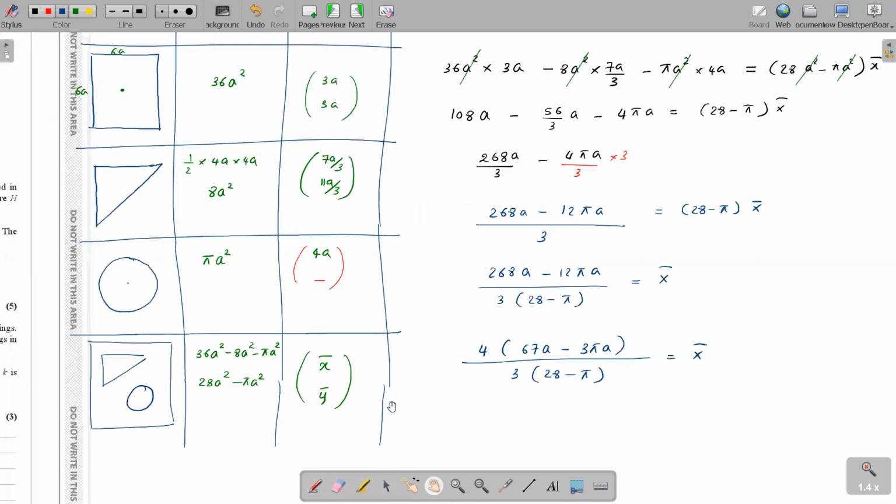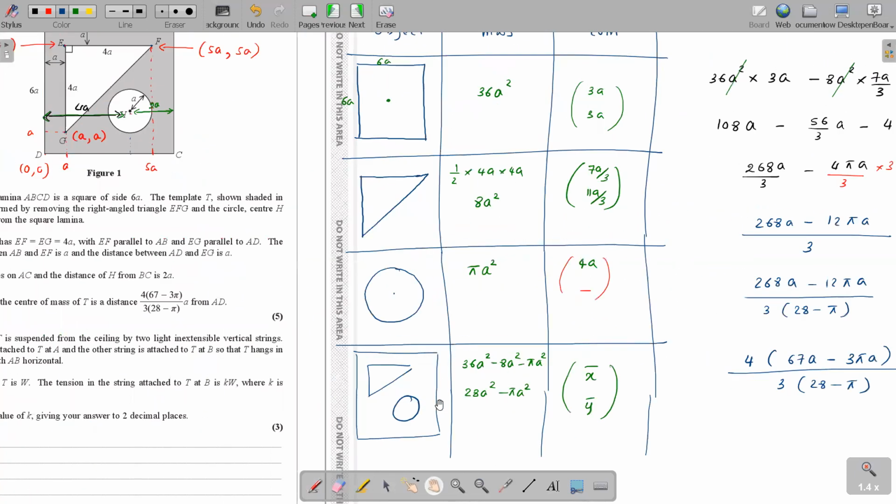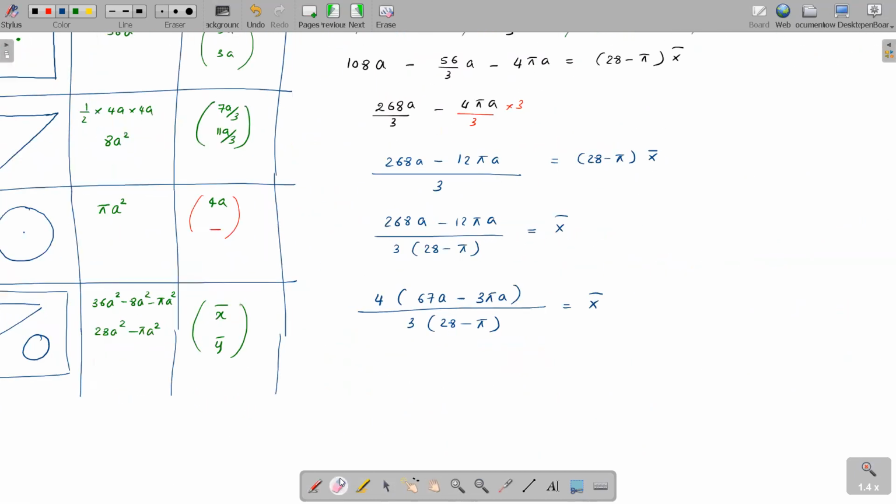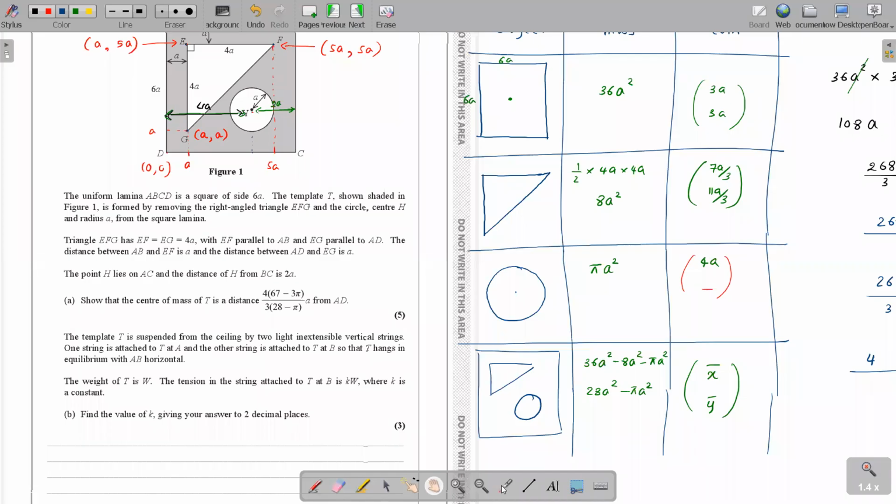Have they taken a out as well? The a is outside, yeah. So we can take the a out as well, because a is also common. So 67 minus 3 pi, and a is written outside here. Okay, children, so this is the show that, the part a answer. Okay, so moving on to the next part.